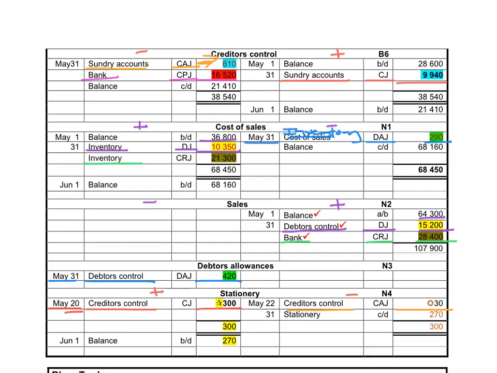Creditors control is a liability. Liabilities always have credit balances, so the credit side must be bigger than the debit side. So I add up the credit side, subtract the debit side, working out what is the balance, record the balance above the total, and bring down the balance on the first day of the next month below the total on the opposite side. Because the creditors control balance is brought down on the credit side, it will be shown in the trial balance on the credit side.